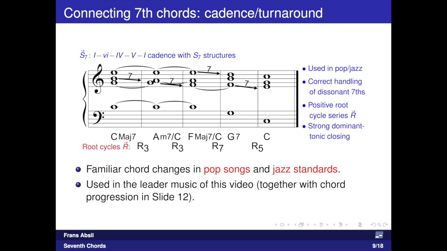The next example shows the connection of a series of S7 chord structures. This is the well-known 1-6-4-5-1 tonal cadence in popular music and jazz standards. All 7ths are handled correctly, and again we see positive root cycles only, with a strong dominant tonic closing. This turnaround chord progression has been used as the intro of the leader music to this video.